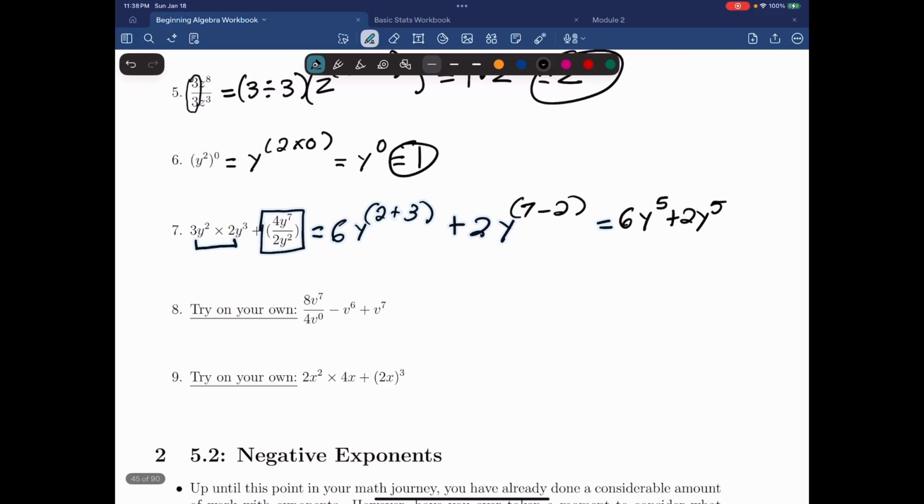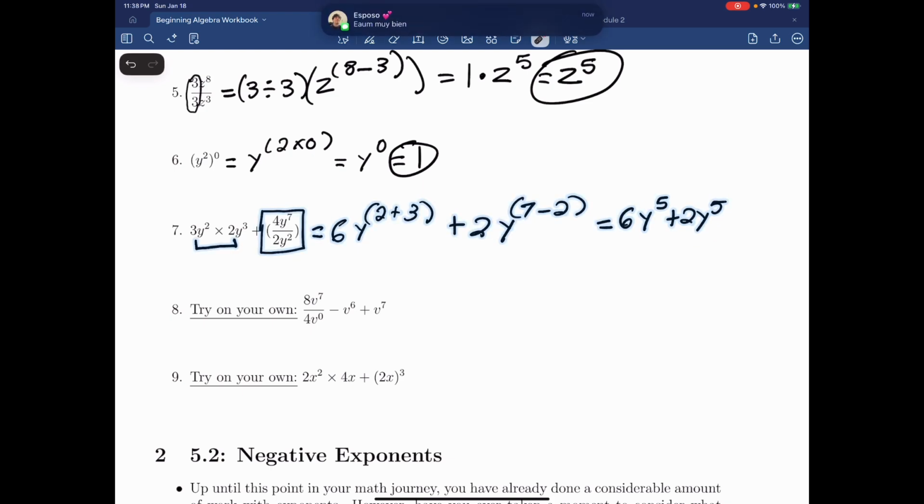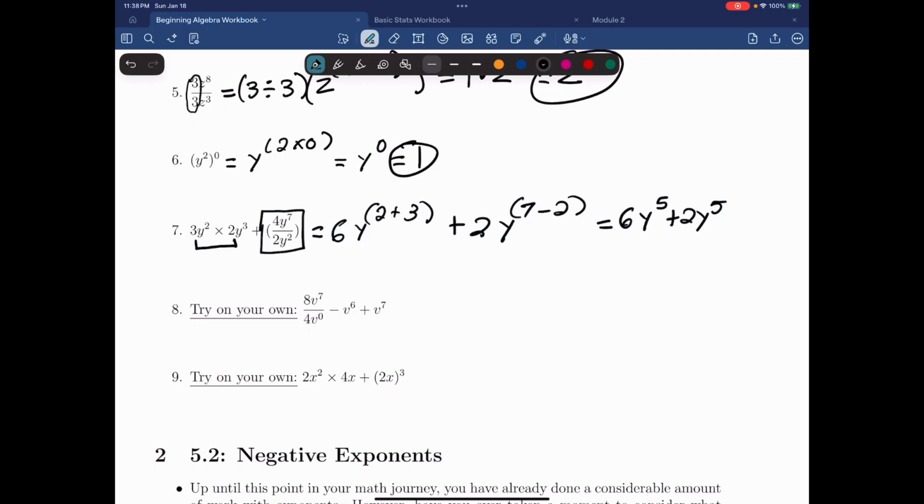Now can we simplify this anymore? We can, and here's why. Because we have the same base, we have y, and we have the same exponent. So we're going to do 6 plus 2, which is 8, and then we're just going to carry along y to the 5th power. And that's your final answer.